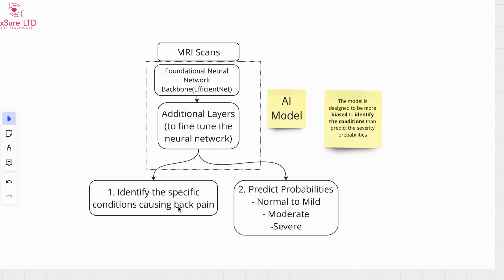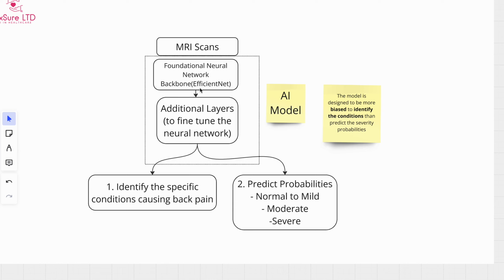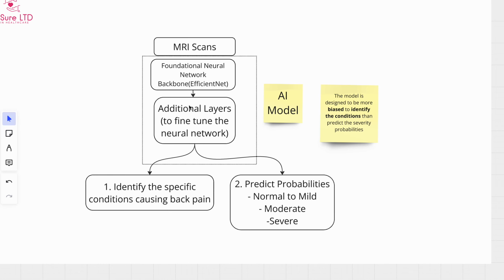What we have done is taken a load of MRI scans. We've used a foundational neural network based on EfficientNet to assess these images. Now, because foundational neural networks are quite generic, we have had to train them further to fine-tune them, so we added additional layers within the neural network. What we have been able to identify is whether specific conditions exist or don't exist, for which we have achieved around 95% accuracy, and also the probability of whether the issues are normal, moderate, or severe.